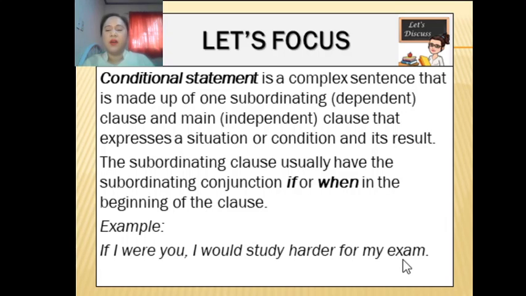"I would study harder for my exam" is our main or independent clause. This is a clause because you have the subject I and "would study harder," which is your verb. "I would study harder for my exam" expresses the result of the condition "if I were you." Now let's take a look at the different conditional sentences.